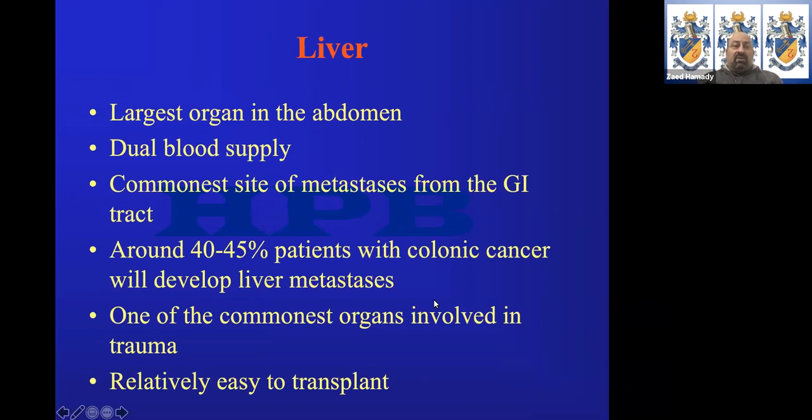The liver, as you know, is the largest organ in the abdomen. It has a dual blood supply, and it is the commonest site for metastasis from not only GI tract organs, but also from breast and lung. Around 50% of patients with colon cancer will develop liver metastasis at some point, whereby 25% of them are synchronous metastasis and the other 25% are thought to be metachronous, whatever the definition of that will be, depending on the time length between the primary and secondary formation.